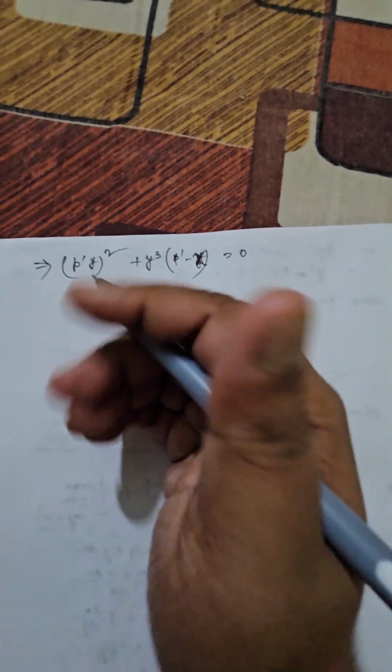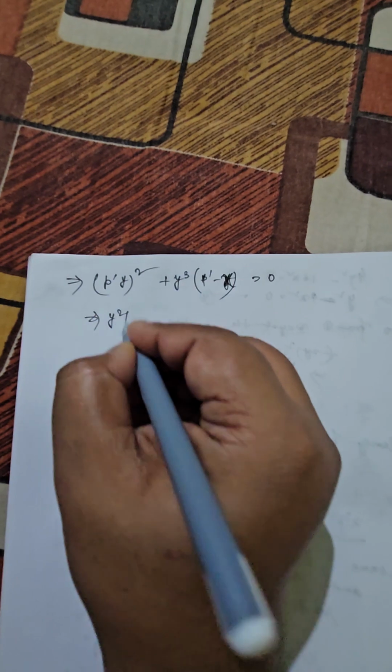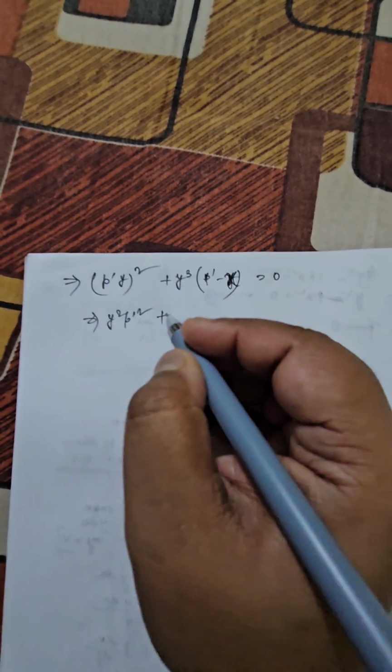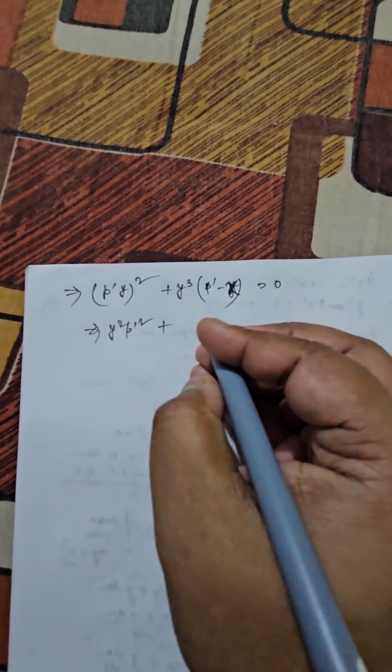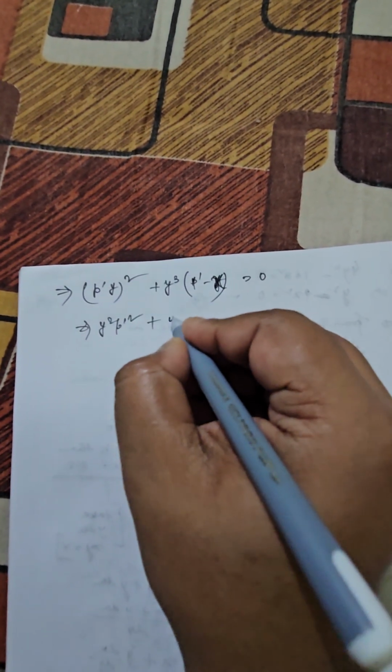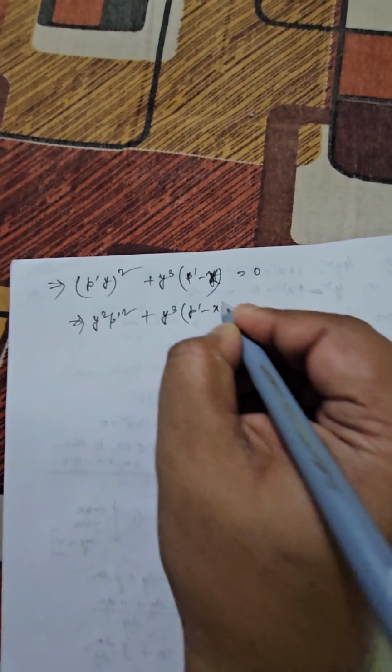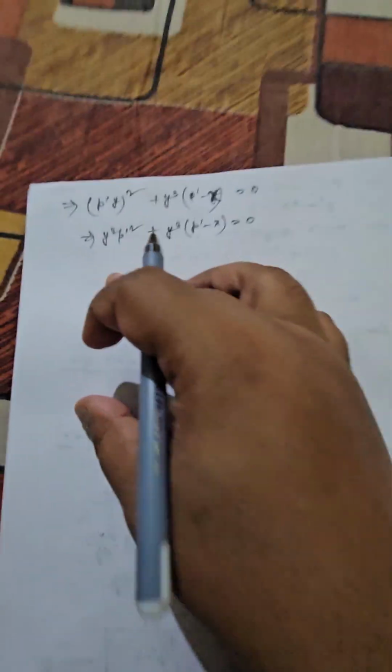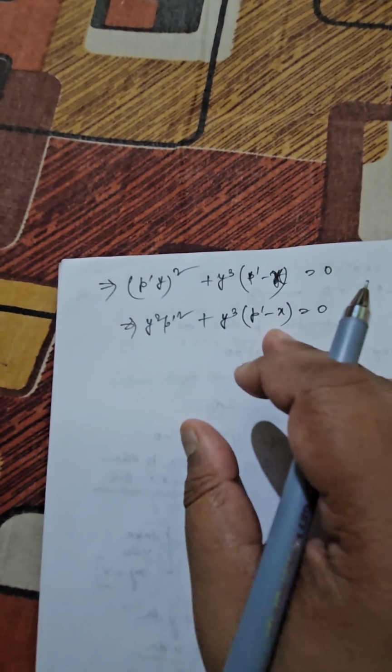This is equal to 0. So y square p dash square, and from here you will get y cube p dash minus x, that is equal to 0. That means this is the modified structure.